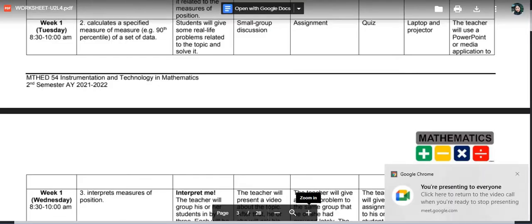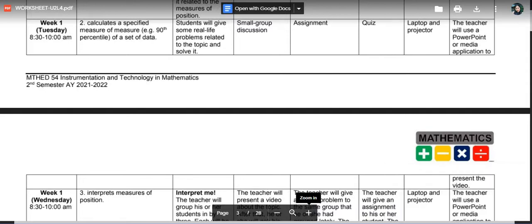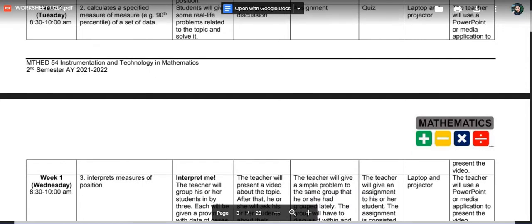Then, for ICT integration, the teacher will just use laptop and projector for his discussion, and for software, the teacher will use a PowerPoint or media application to present the video.